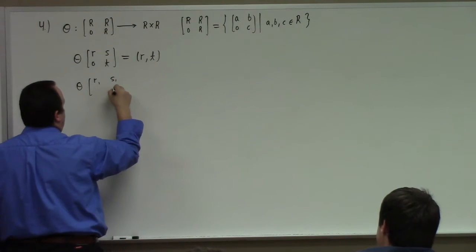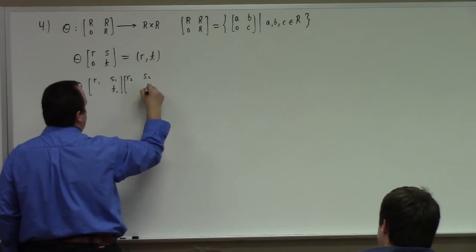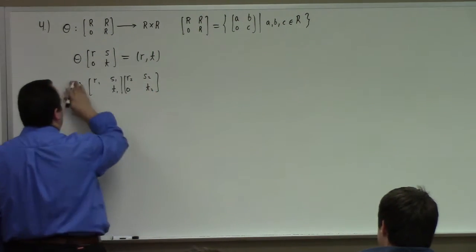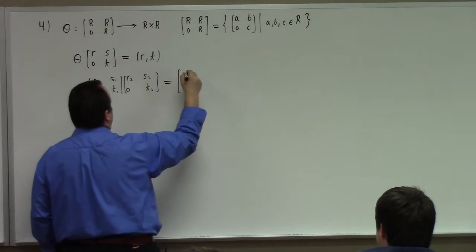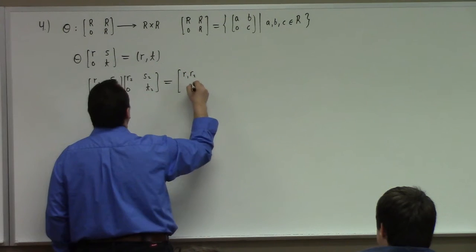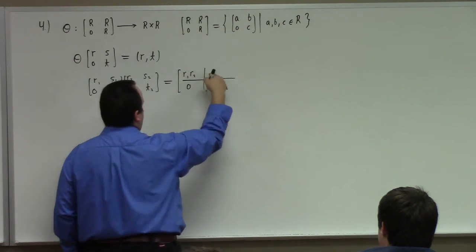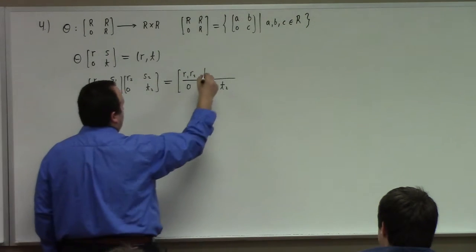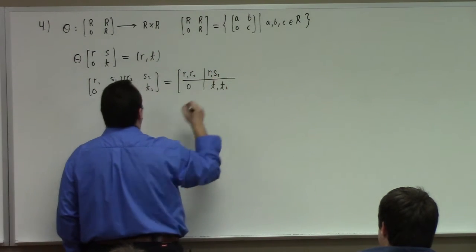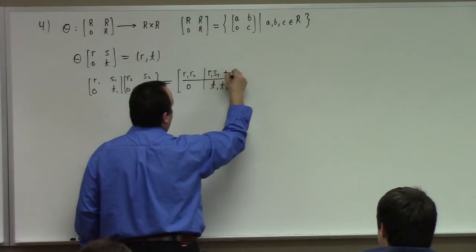R1, S1, T1 times R2, S2, T2. What happens when we multiply these matrices? Let's just look at that. So we get R1 R2, and we get 0. Down here, we get T1 T2. And up here, we get fun stuff. Let's see here, what do we get? We get R1 S2 plus S1 T2.